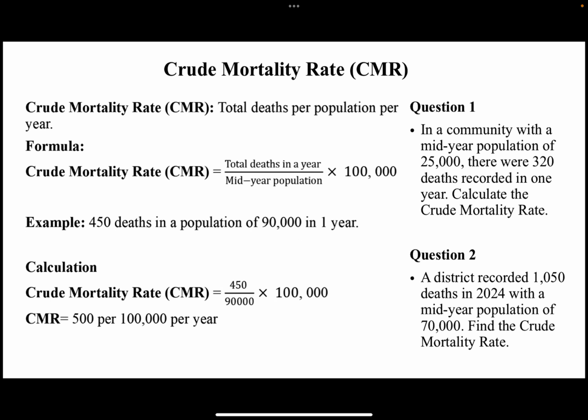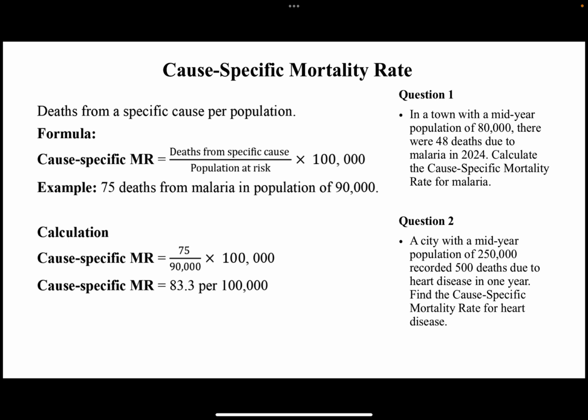Okay, so in calculating crude mortality rate, we are looking at the total death in a year, over the mid-year population, then you multiply by 100,000.